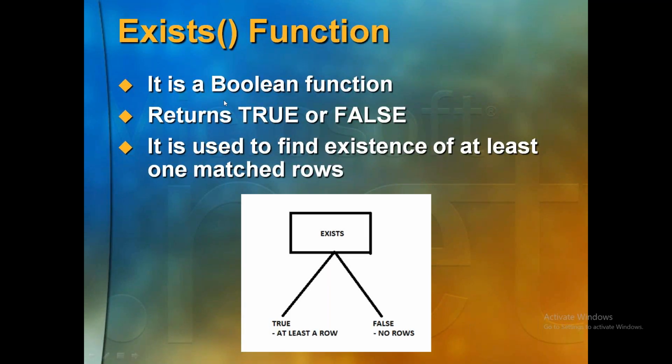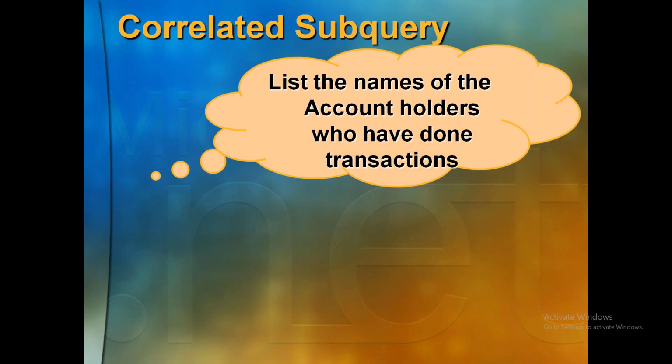So, the EXISTS function. I'll tell you something about this function now. It is a Boolean. Boolean means it will give you only either true or false. It is used to find the existence of at least one matched data. If you have at least one row, it will become true. If there is no data, it will become false. That's it, nothing else. That is what the EXISTS function is. Now, let me go back and write.